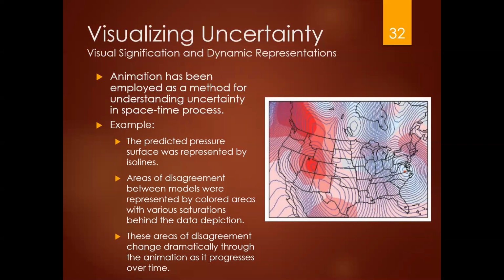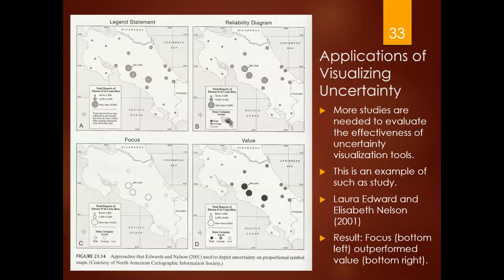And here is the last example, applications of varying uncertainty, and it's from a research study. More research studies are needed to evaluate the effectiveness of uncertainty visualization tools. So the authors of this specific research used different methods to address uncertainty.